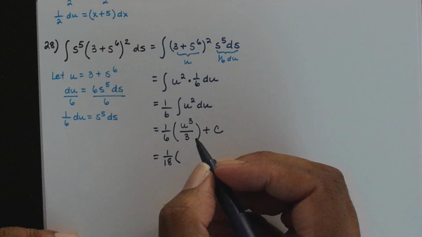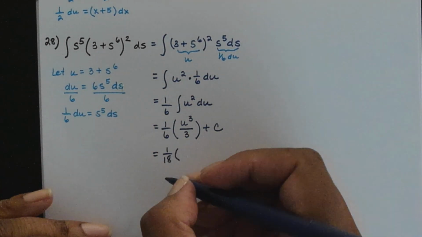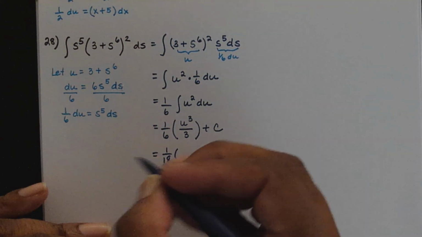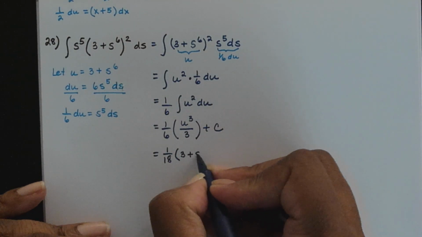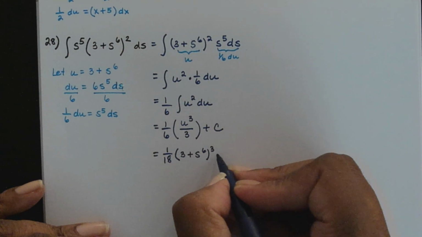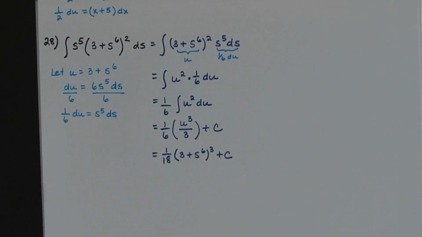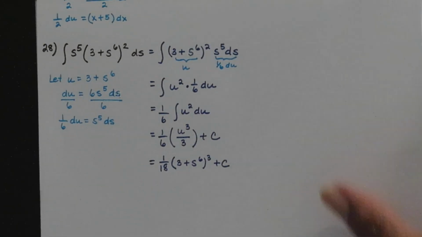And then I'll back substitute by replacing that u with a 3 plus s to the 6. That's going to be cubed plus c. And I would leave it like this as a final answer. All right, questions on number 28? All right, problem number 29.